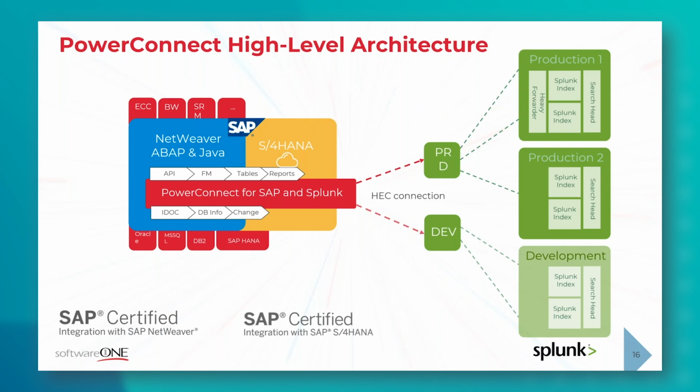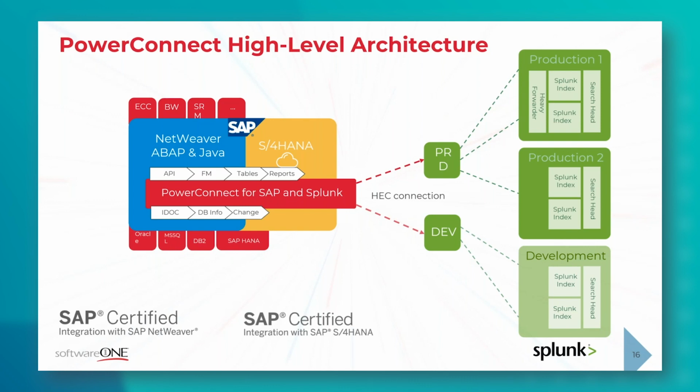For S/4HANA, as the name tells you, it's only SAP HANA. For SAP HANA, we have two flavors. One is the on-premise variant. The other one is the S/4HANA Cloud. Both of them are supported, whereas the S/4HANA Cloud has some limitations, since SAP manages this as a software as a service approach.